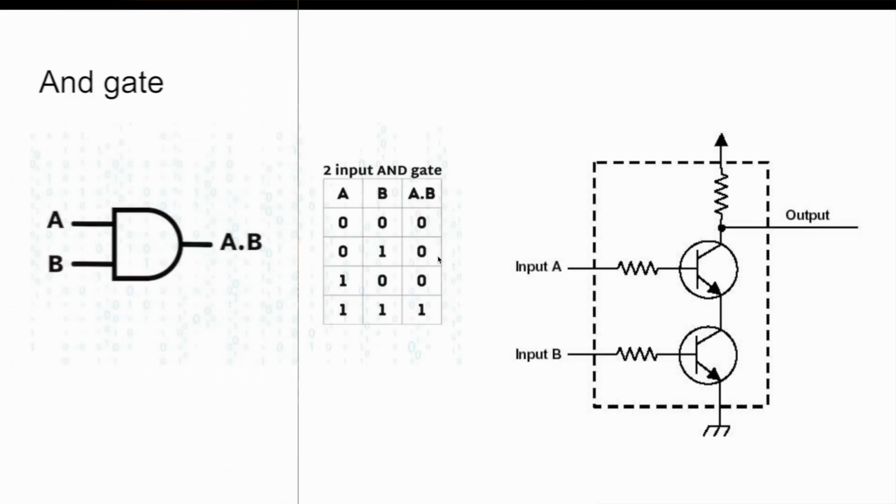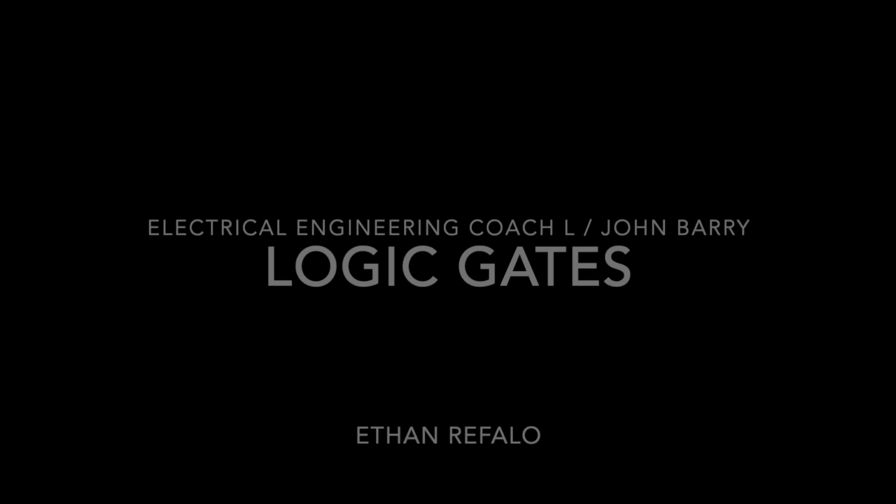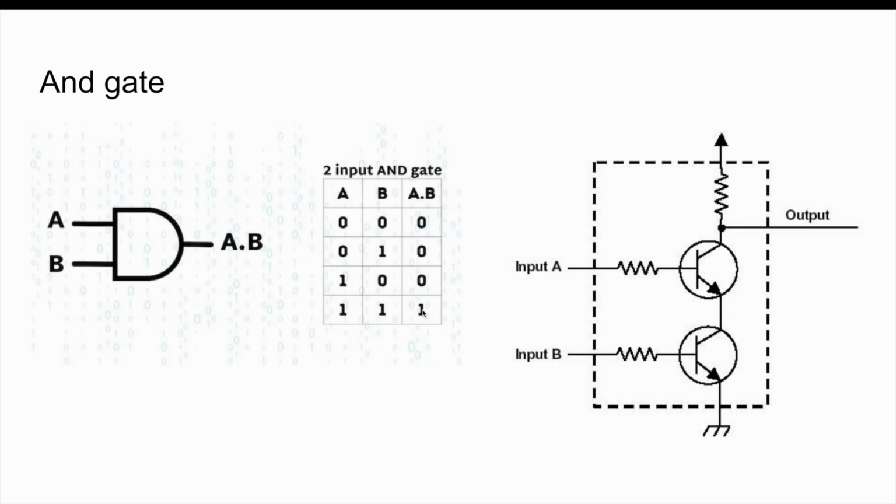This is my AND gate truth table and schematic. Over here you see the truth table. If the inputs are 0 and 0, the output's 0. If there's 0 and 1, you still get 0. If it's 1 and 0, you also get 0. And if it's 1 and 1, you get 1. The only time you ever get 1 as an output is if they're both on.